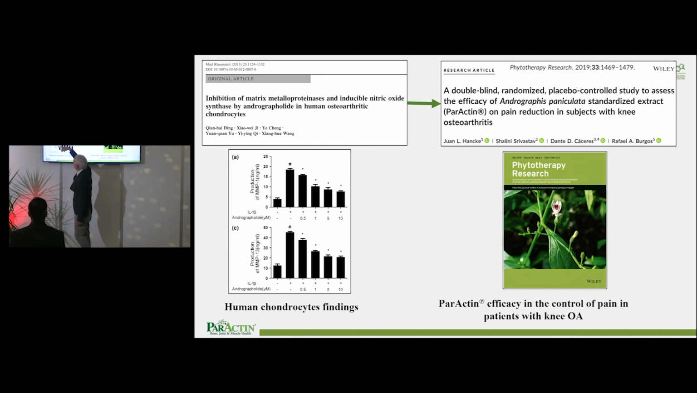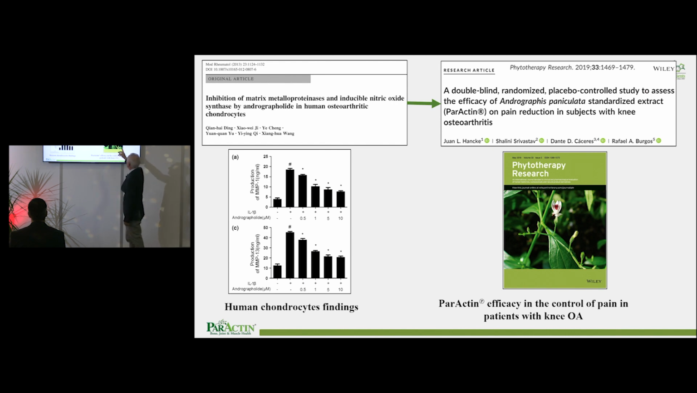And you can see here the production of metalloproteinase, like number 13 and number 1, which is closely related to osteoarthritis. And you can see when you increase the dose of andrographolide, you get a dose-dependent decrease of this metalloproteinase.